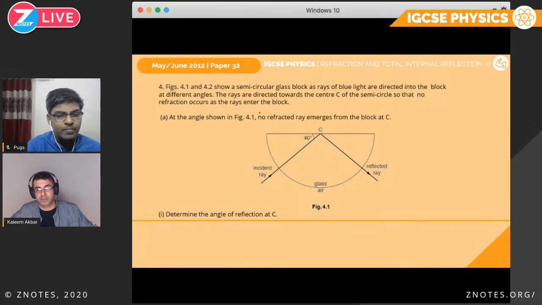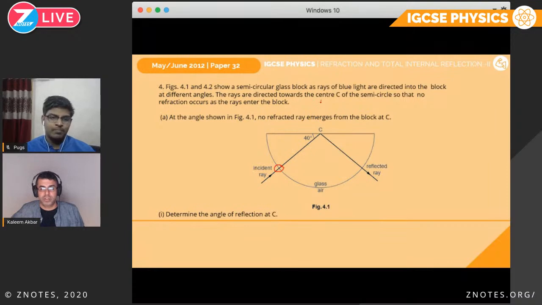Figure 4.1 and 4.2 shows a semicircular block as rays of blue light are directed into the block at different angles. The rays are directed towards the center of the block and no refraction occurs as it enters the block. Well, we know why it doesn't refract here because it's hitting along the normal. At the angle in figure 4.1, no refracted ray emerges from the block. So what is the critical angle?